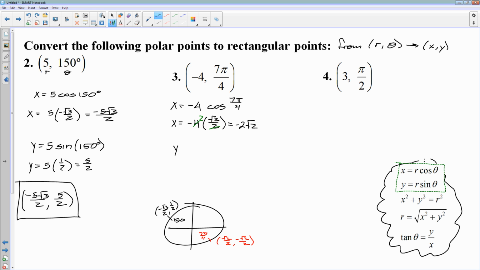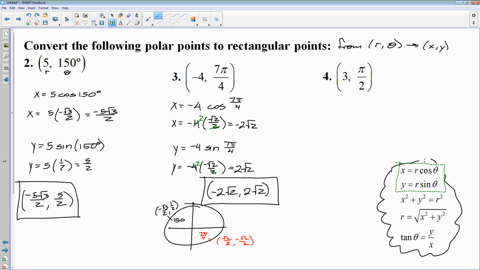My y-coordinate is going to be negative 4 times the sine of 7 pi over 4. Sine of 7 pi over 4 is the y-coordinate in my unit circle, so y is going to equal negative 4 times negative root 2 over 2. Again, 2 goes into 4 twice. I have negative 2 times negative root 2, which is positive 2 root 2. So the xy ordered pair for number 3 is the x-coordinate of negative 2 square root of 2 and positive 2 square root of 2. Good? Good. Simply plug into these formulas, x equals r cosine and y equals r sine.